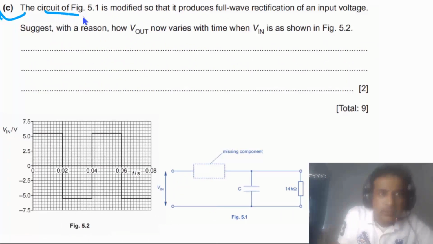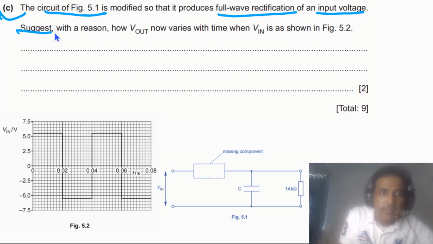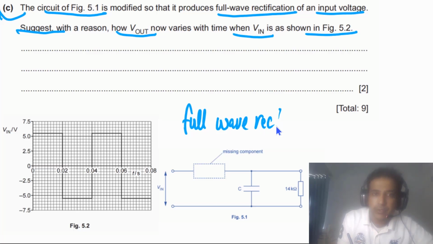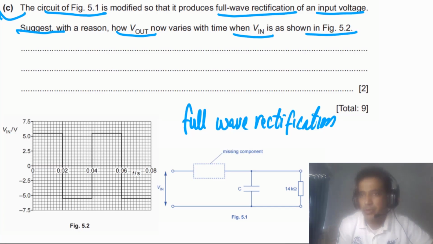Part C says the circuit of figure 5.1 is modified so that it produces full wave rectification of an input voltage. Suggest with a reason how V out now varies with time when V in is as shown in figure 5.2. So now it is full wave rectification. Full wave rectification simply means that the negative becomes positive. So this just flips, negative becomes positive.